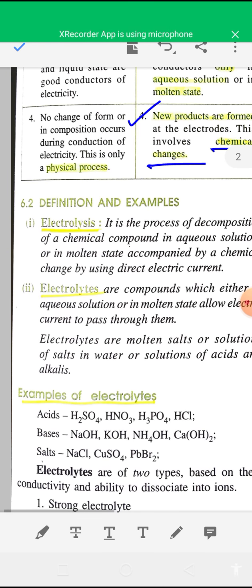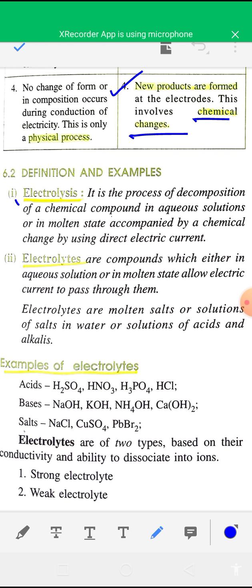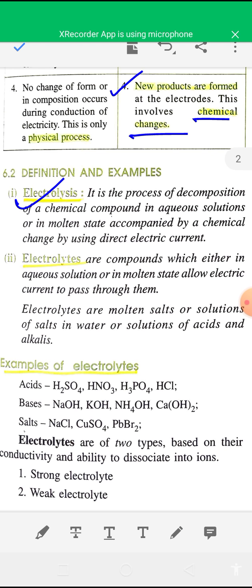Now see the definition and examples. The definition of some terms is given here, like electrolysis. I have told what electrolysis is. It is the process of decomposition of a chemical compound in aqueous solution or in molten state. Remember that, not in solid state.